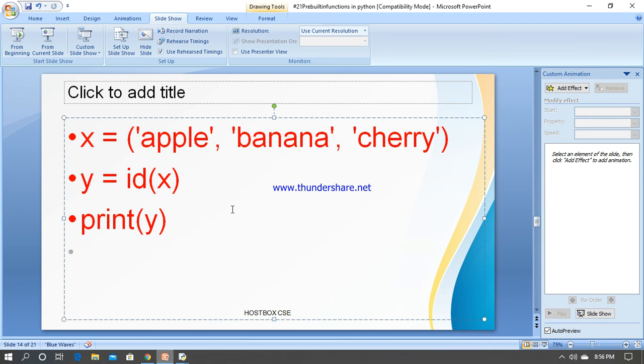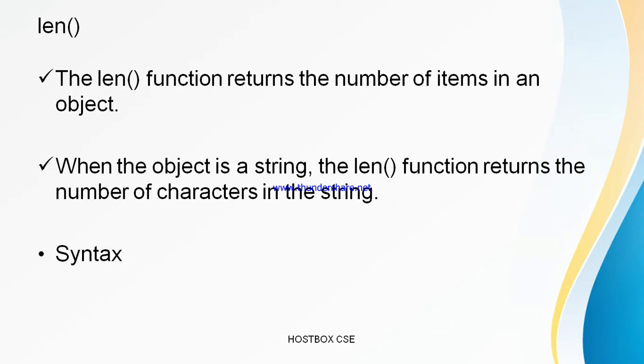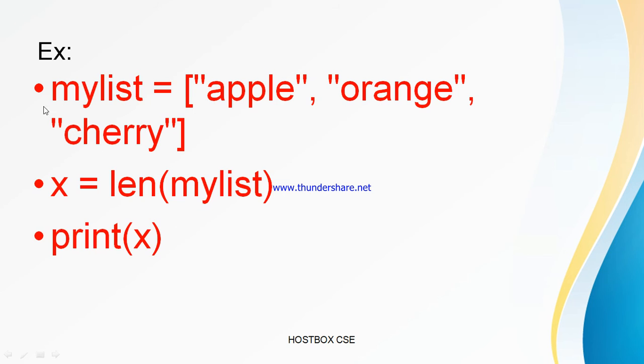So it also varies based on the system time from time to time. Next is the len function. This one is very simple and easy: it returns the number of items in an object. When the object is a string, the len function returns the number of characters in the string. Syntax is len(object). Here we have an example.